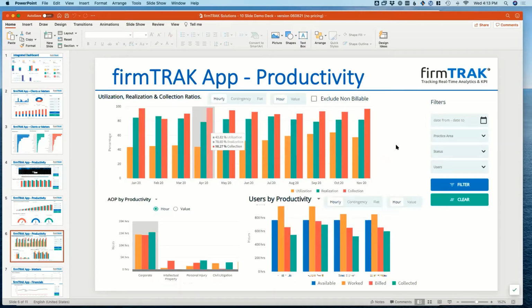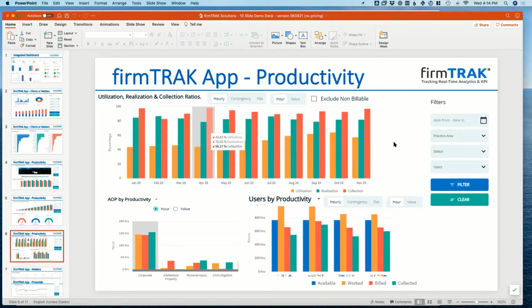Diving further into the productivity, we take a look at global utilization, realization, and collection ratios. So again, we're taking a look at the information. The orange line would be the total amount of time that is utilized. That is the amount of time caught. The realization is the amount of time that's actually billed as a percentage of the utilized time. And then collected would be the collection rate based upon the amount of time that is actually billed.